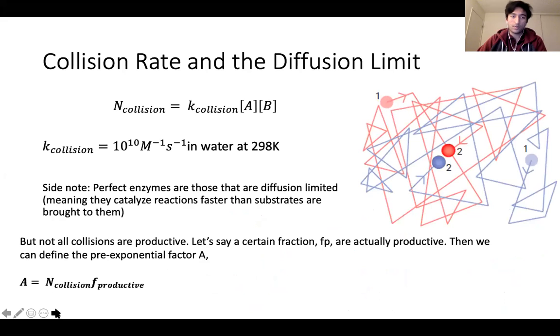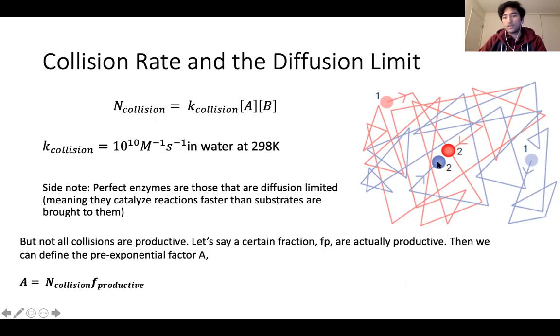So starting with the first one is this idea of the collision rate and also how the diffusion limit plays into this. If you think about two molecules in solution, this red and blue molecule, because of diffusion and essentially random motion, they might take a path like this before they eventually collide. And the rate at which they're colliding is given by n collisions, or at least that's the way that we'll keep track of it for this model.